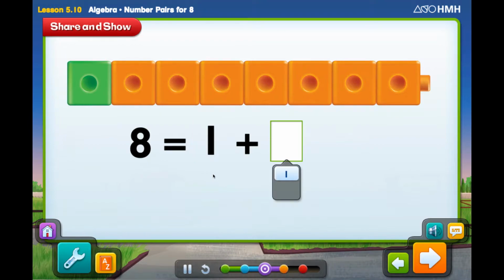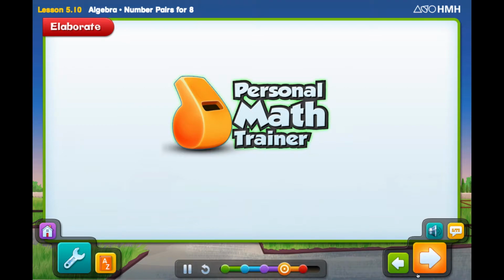Now, how many orange cubes are in the cube train? 1, 2, 3, 4, 5, 6, 7. Yes, there are 7 orange cubes. So 1 and 7 is another number pair that makes 8. 8 is equal to 1 plus 7. Now let's practice with the personal math trainer.